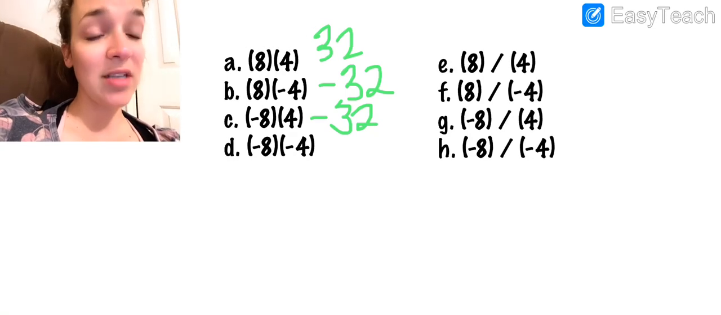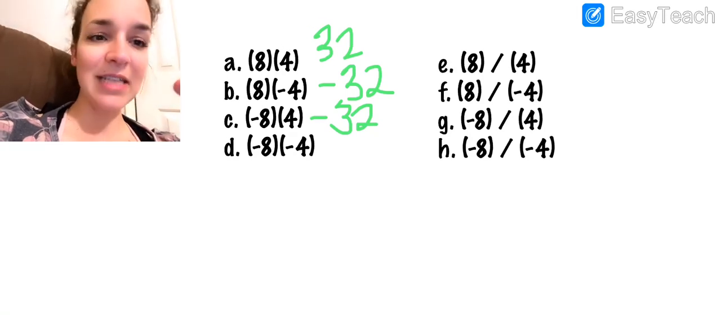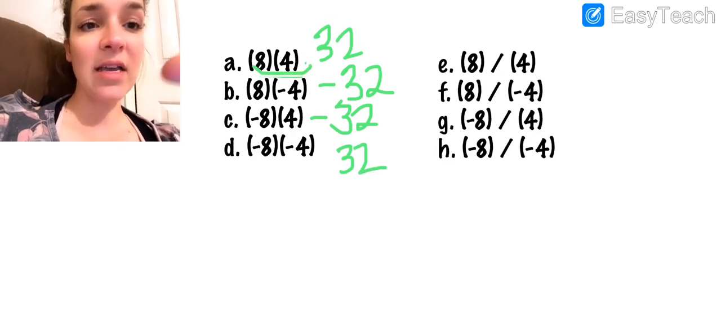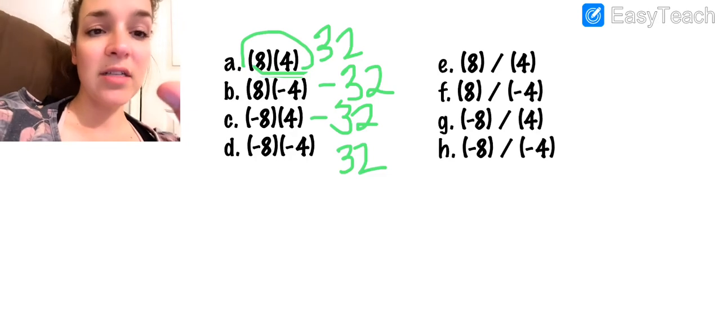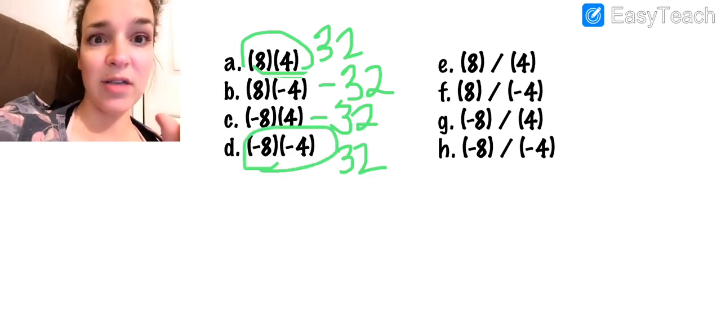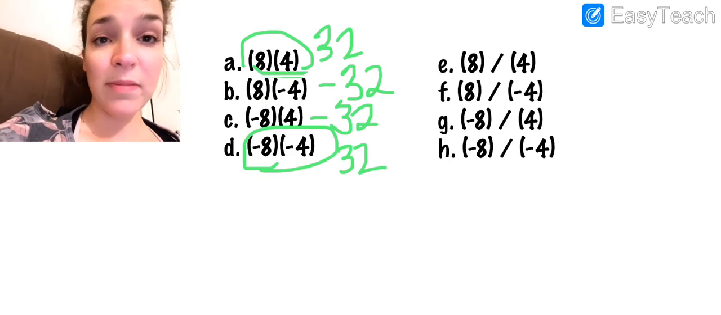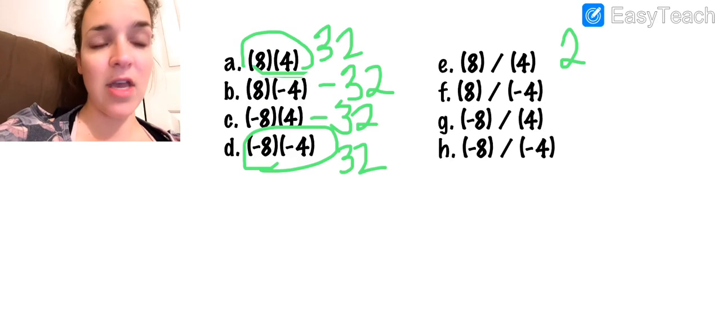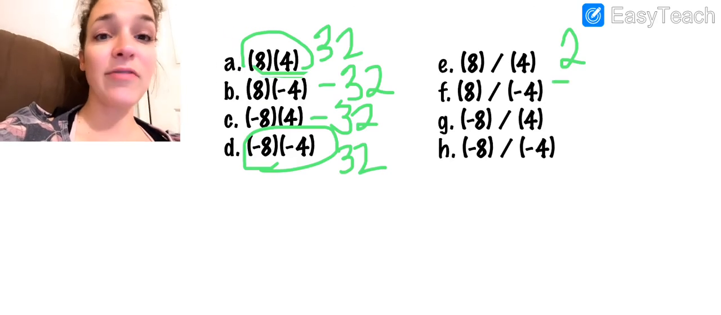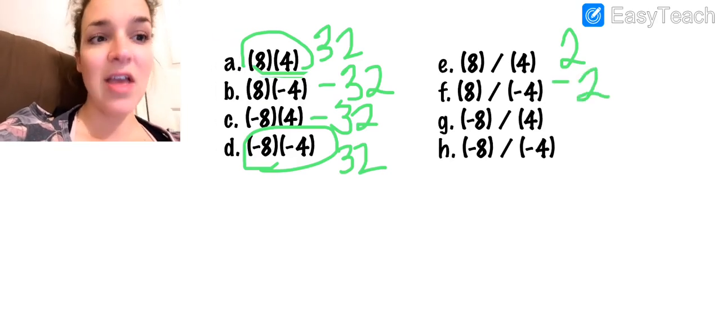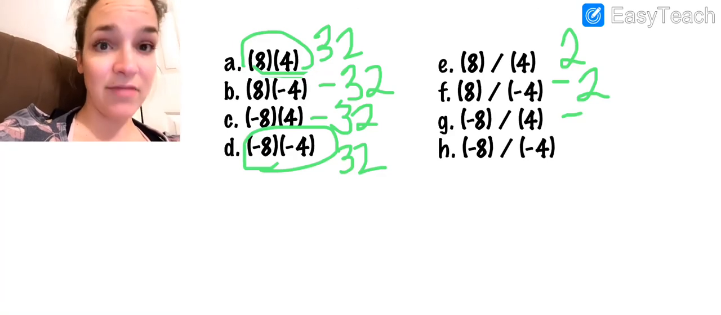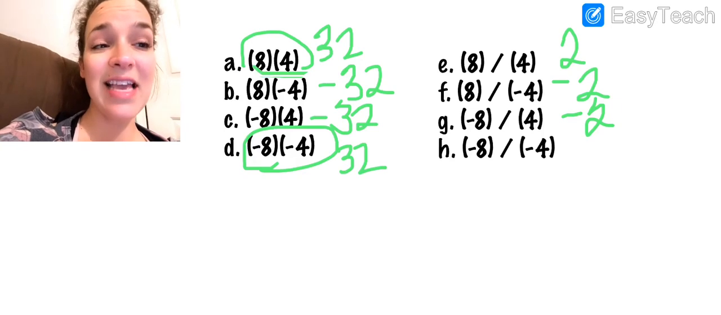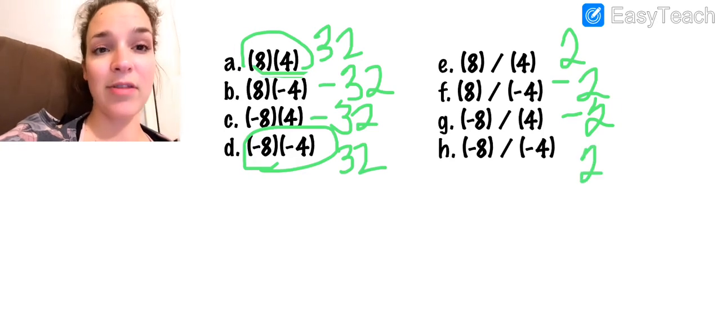So if negative times a positive gave me a negative, negative times a negative has to give me a positive. So again, same signs, our answer is positive. Okay? The same rules apply to division. So if we divide a positive by a positive, we're going to end up with a positive. Positive divided by negative, different signs, we're going to end up with a negative. Negative divided by a positive, again, different signs, we're going to end up with a negative. Negative divided by a negative, same signs. So we once again end up with a positive.